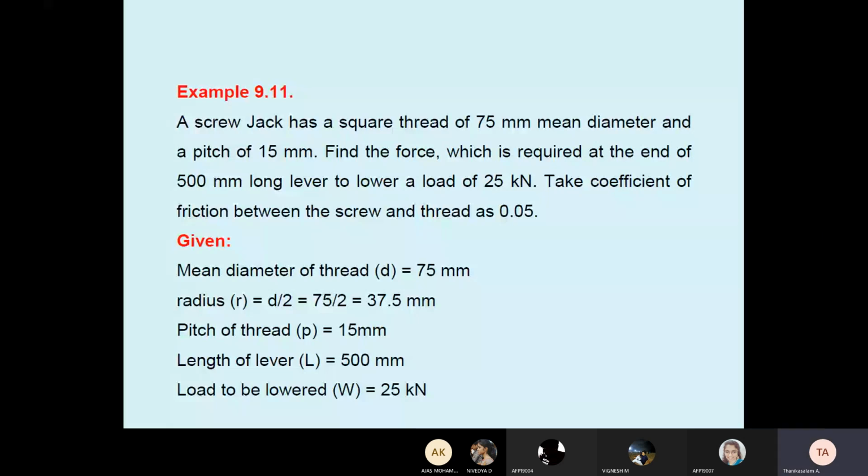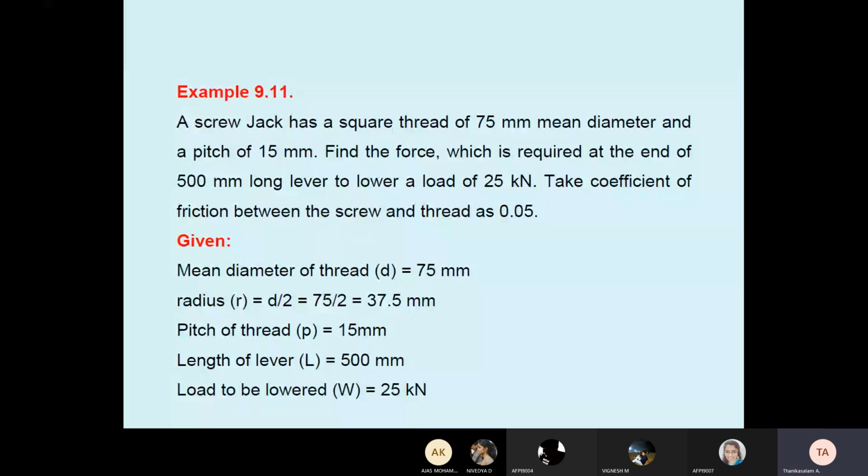Okay. So here lower, students, lower the load. The previous was lift the load, raise the load. So what they gave: mean diameter. Mean diameter how much? Equal to 75 mm. What is the radius? Diameter divided by 2, no? Therefore 75 divided by 2, 37.5 mm. And the pitch value is given. Pitch is equal to 15 mm.